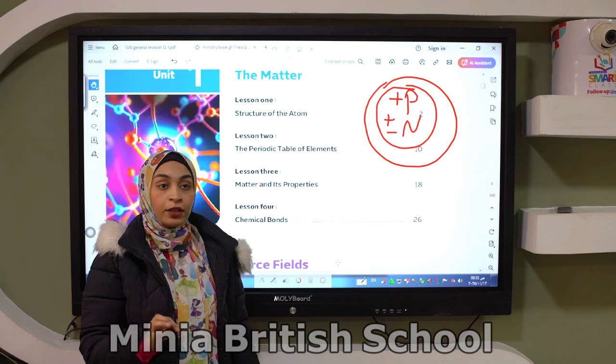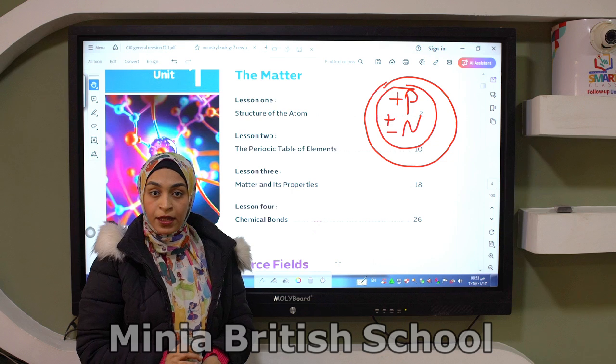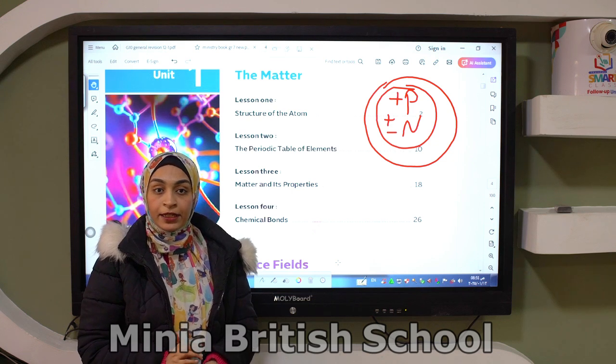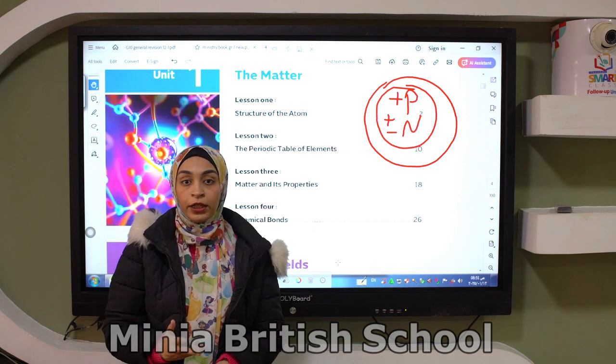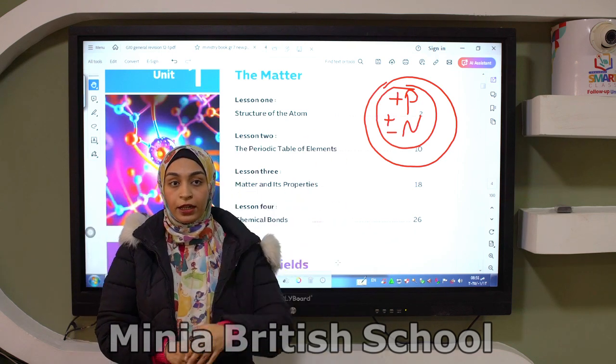And don't forget, although the electrons have a negligible mass, we cannot neglect their charge, as they are the negatively charged particles that revolve around the nucleus in an energy level.